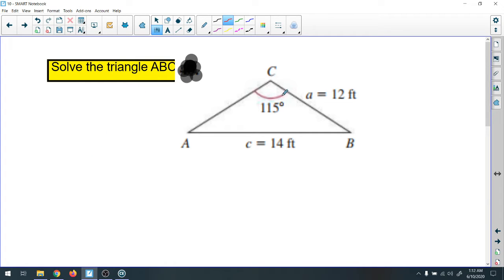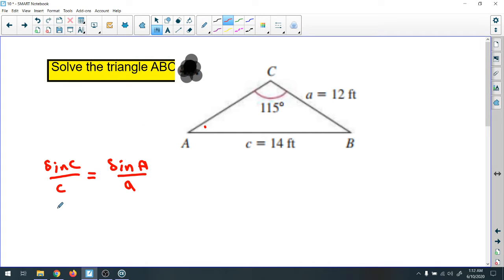As we remember, sine of C over c equals sine of what? We're looking for A. Why? Because we already have side a, so we're going to get this angle A: sine of A over side a. So my target is to find angle A because it's unknown.